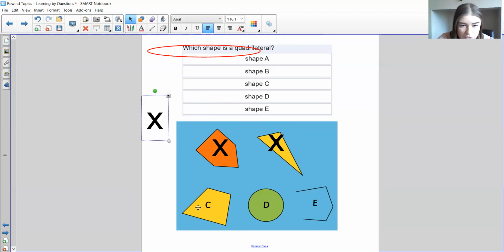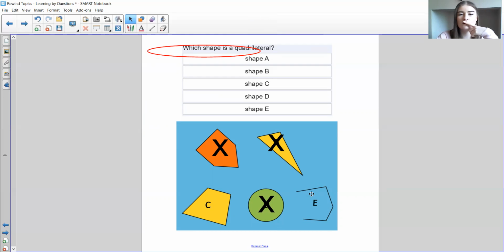C has got 1, 2, 3, 4 sides, so maybe. D has just got 1 continuous side because it is a circle, so that is not it. And E has got 1, 2, 3, 4 sides. So now I'm confused. There is no option to have C and E. C's definitely got 4 sides, and E has definitely got 4 sides.